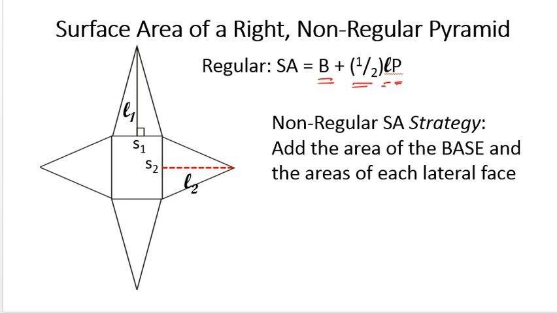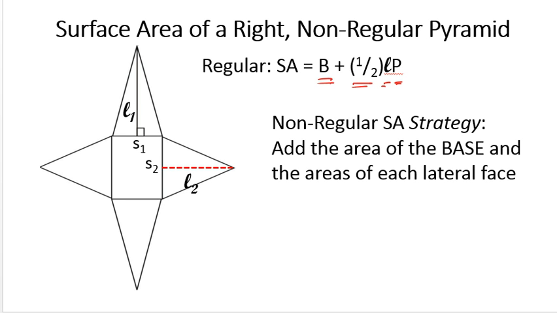But here's the problem with a non-regular pyramid. Remember, non-regular pyramids are pyramids where the base is not a regular polygon. In this case, I've got a rectangular pyramid. One side is side 1, one side is side 2. Because of that, I'm actually going to have 2 slant heights. For this smaller triangle, I've got a slant height of L1. For this bigger triangle, I have a slant height of L2.